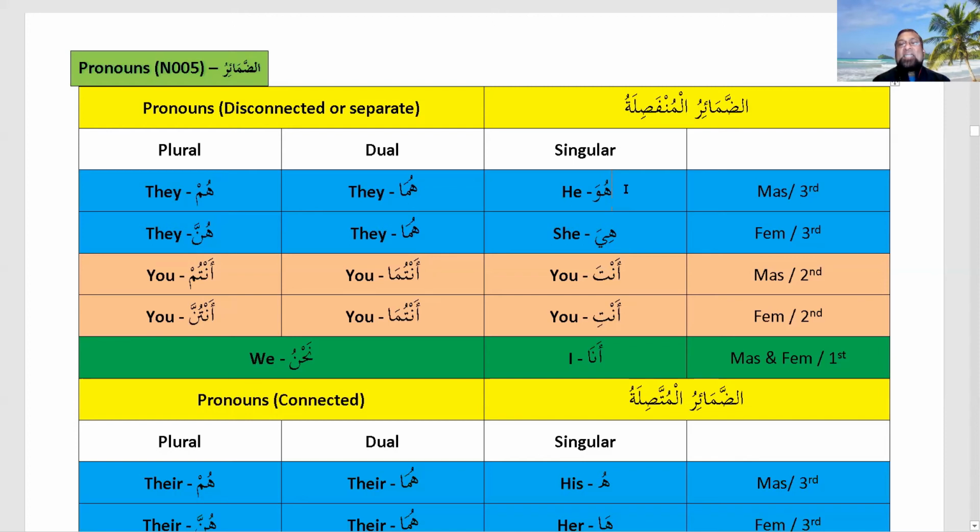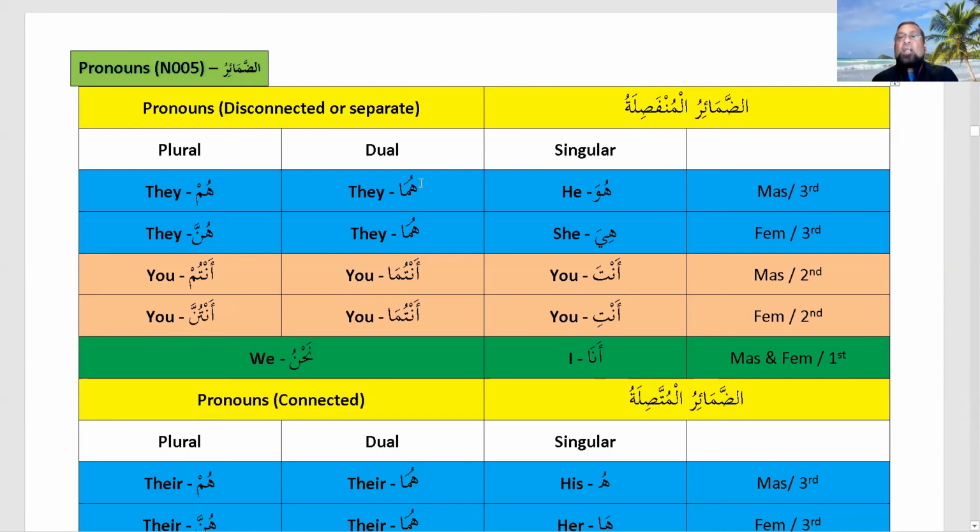So we have singular, dual, plural, and let's go through them. Huwa, he, hiya, she, anta, you, singular masculine, that's if you're speaking to a single male, anti, if you speak to a single female, ana, I, and this is the same whether a male or a female is speaking. Dual for huwa is huma, and the plural is hum. Dual for hiya, she, is huma, and the plural is hunna. And all of them, huma, hum, and hunna, mean they in English.